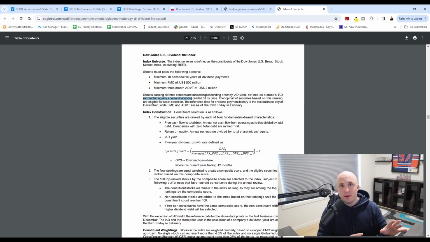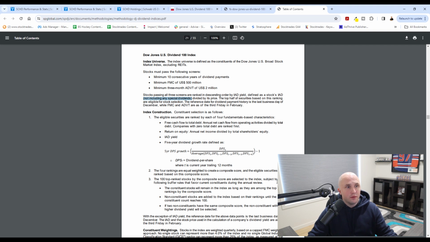So first off, it does it based on those 3 criteria. Then it's going to sort them by yield, and then it's going to take the top half of those securities based on that ranking, and then they're eligible for stock selection. So they've screened them on the first 3 elements, then they screen them by yield, they take those half, and then they come down to the key metrics that they need to be included in the portfolio, or at least for selection. So the eligible securities, which would be the ones we selected above that pass the criteria, they are going to be ranked on 4 fundamental characteristics.